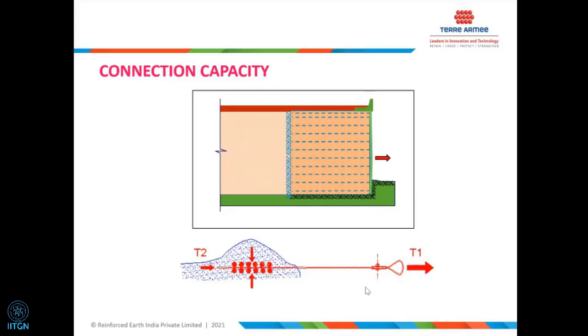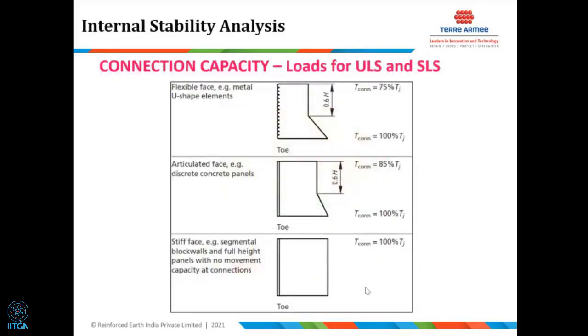This is the last topic. Generally, it's not related only to the coherent gravity method, but this is my favorite topic. I cannot miss it. This is applicable whether it's coherent or tieback, whatever. But the check for the connection capacity is a must. Of course, as I said in the beginning, the facing is just a skin element, but facing is also an important element.